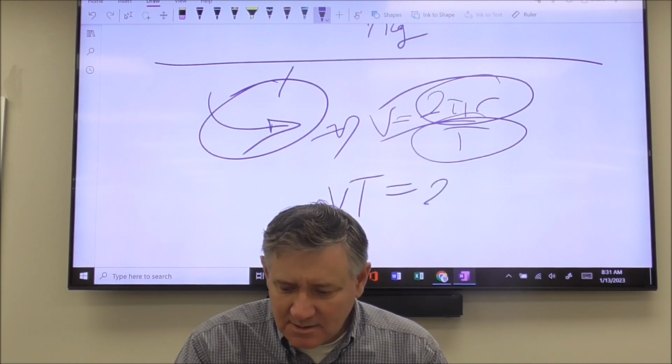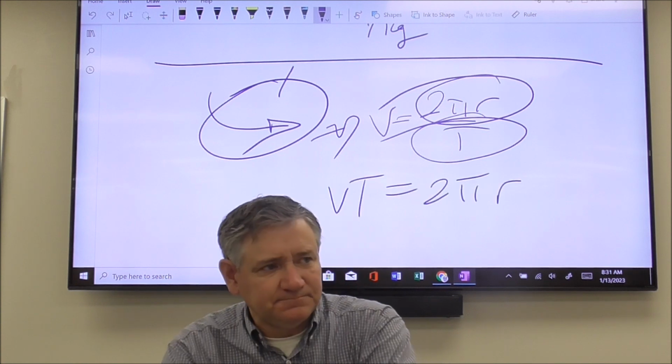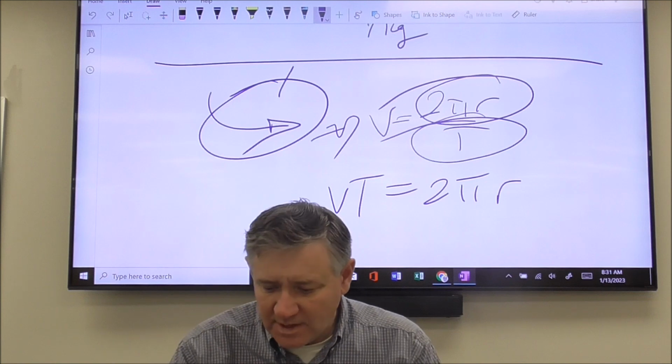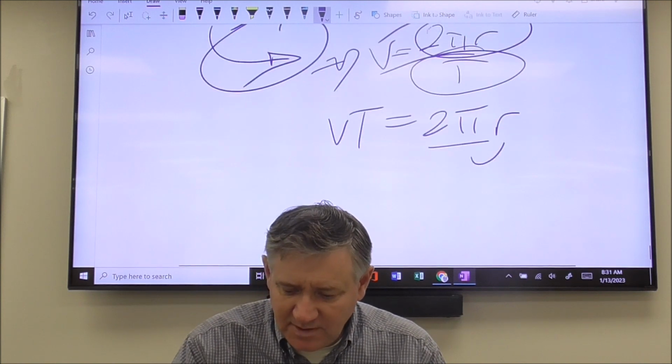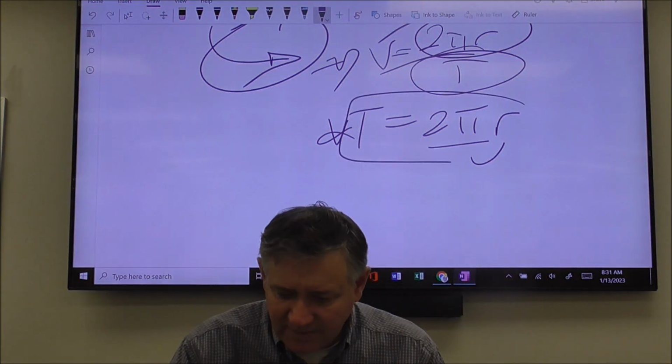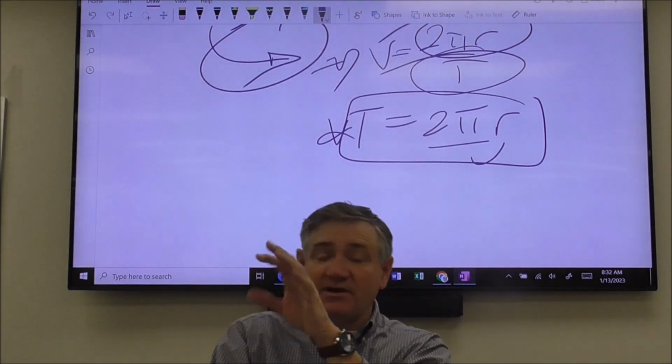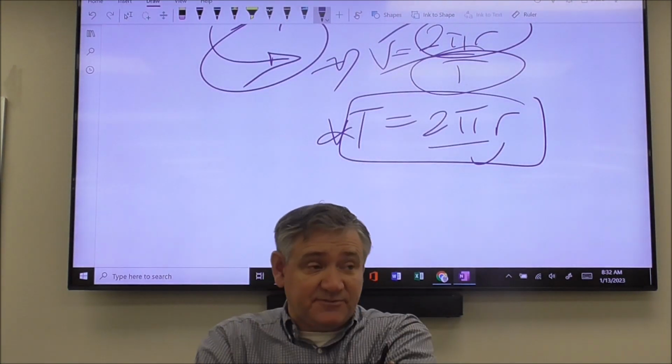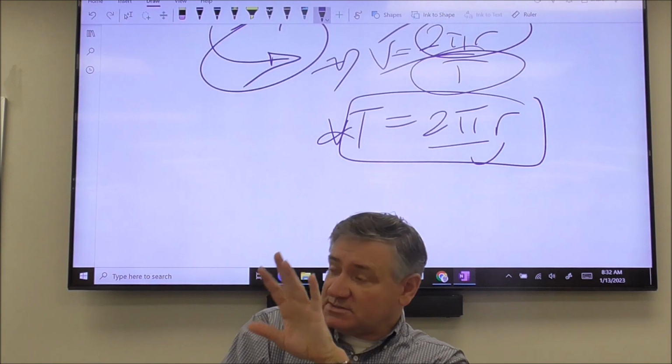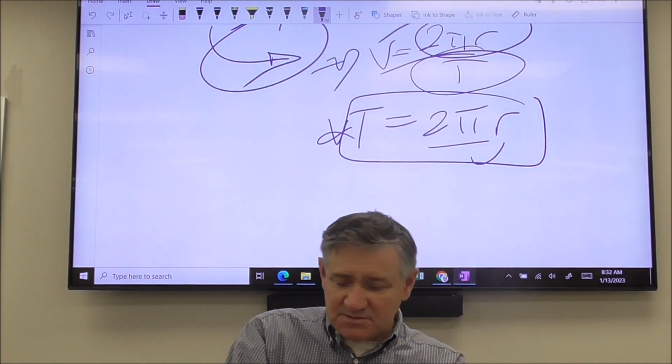So I'd have vT equals 2 pi r, then what? Divide by v. To v or not to v? Let's divide by v. So if I were working this problem, this is the first thing I would do. I'd do the algebra first, and then I'd put in the numbers.